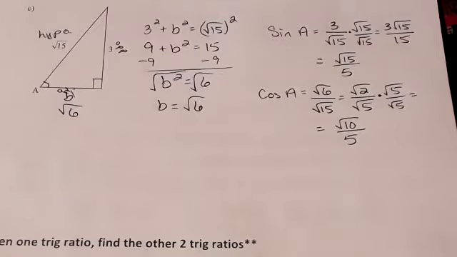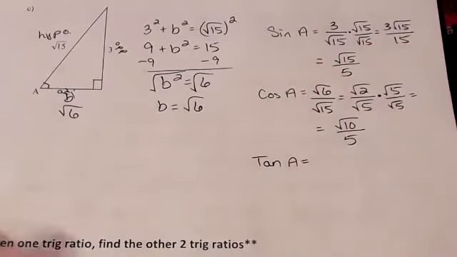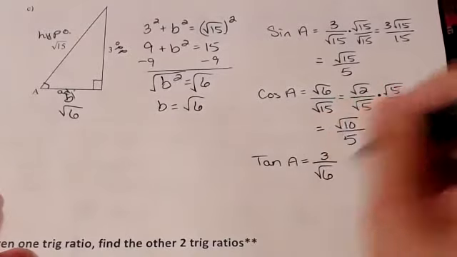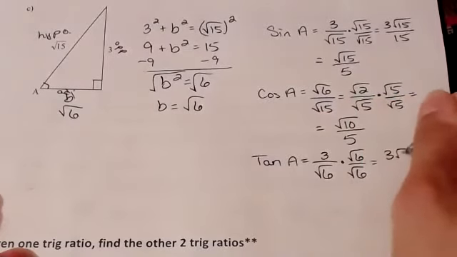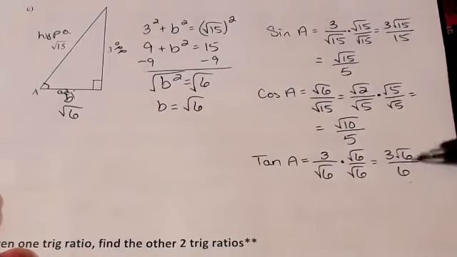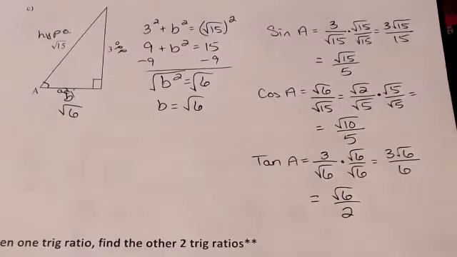And lastly, we want tangent. So Phil gave us sine, Jimmy gave us cosine, someone else, what is tangent of A? 3 over square root of 6. Yep, that's correct. And of course, let's rationalize. So multiply by the square root of 6. And then we see, aha, I can reduce here. So 3 over 6 reduces to 1 over 2. So tangent of A is square root of 6 over 2. And now we're done. Very cool.